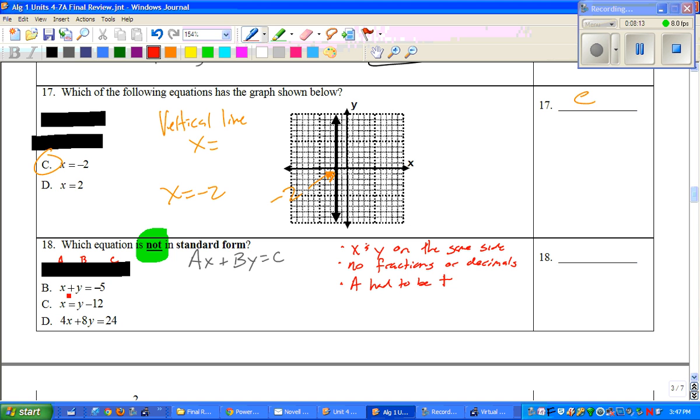B. A, B, C, A and B are on the same side. That looks pretty good to me. A, B, C, oh wait, are the X and Y on the same side? No. So that's your answer.